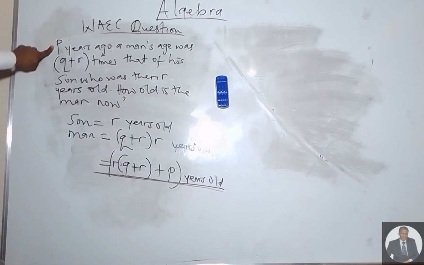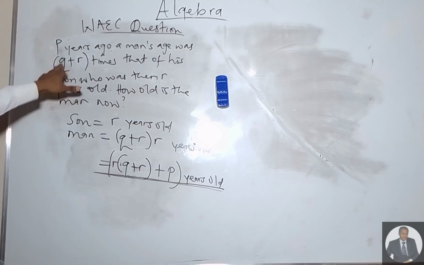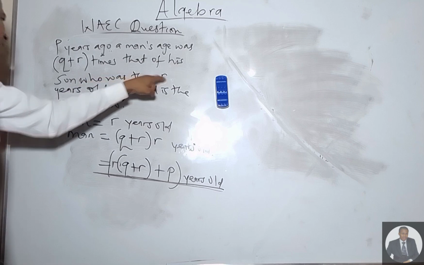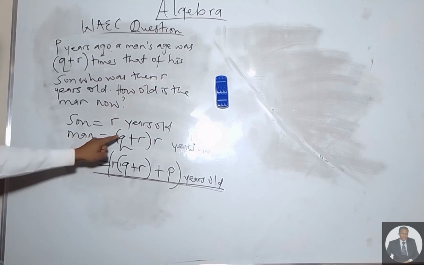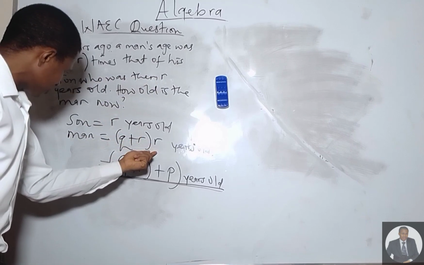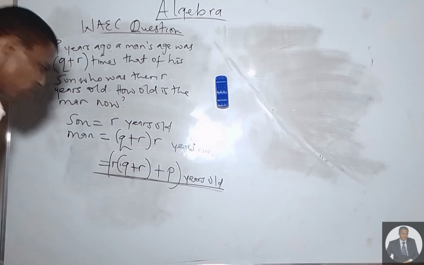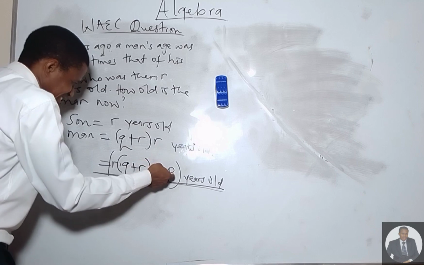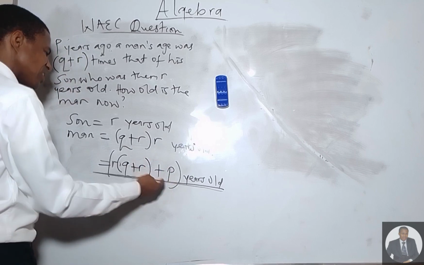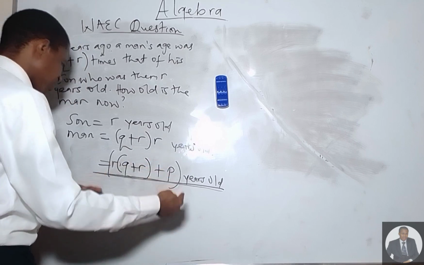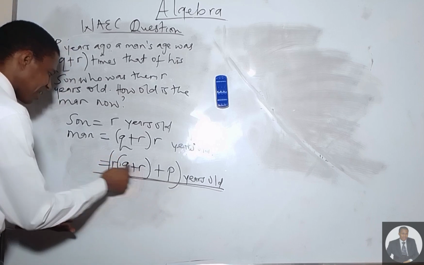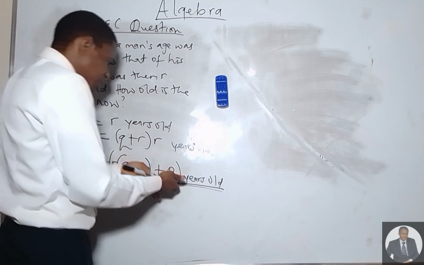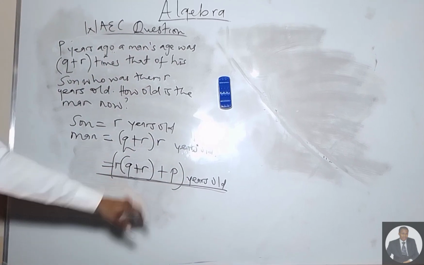Assume that P is 10 years ago. 10 years ago, the man's age was q plus r times r, because they said times that of his son, who was r. So the son is r, the man is q plus r times r. That's 10 years ago. So now, the man will be q plus r into bracket r plus 10. Now we are not saying 10, we are saying P, because P could be 10, could be 2, could be 25. It will now be q plus r into bracket r, that the man was P years ago, plus the P to get the man's age now.